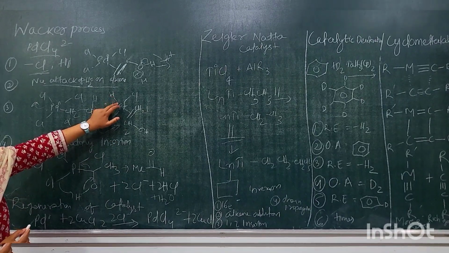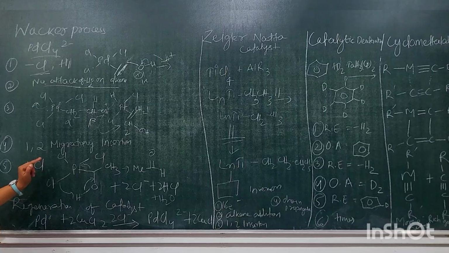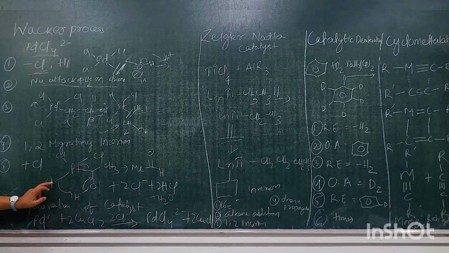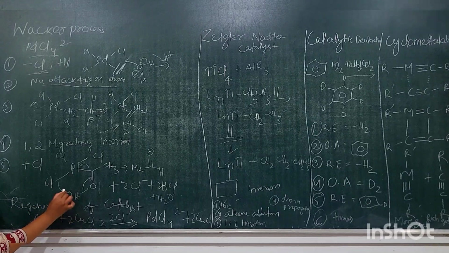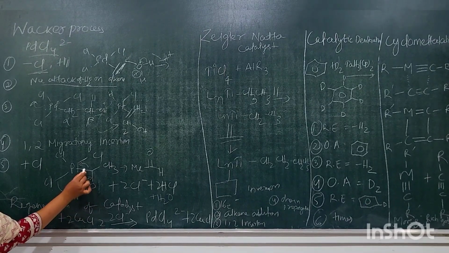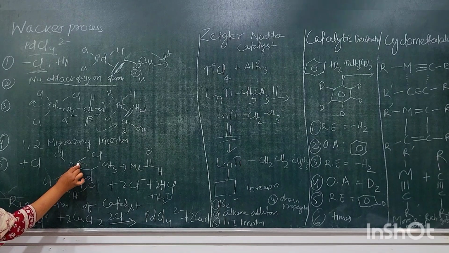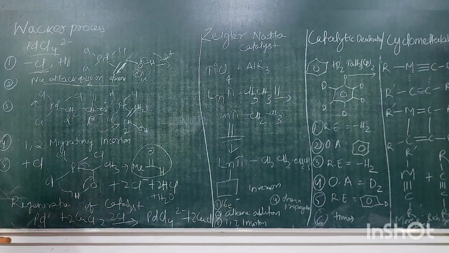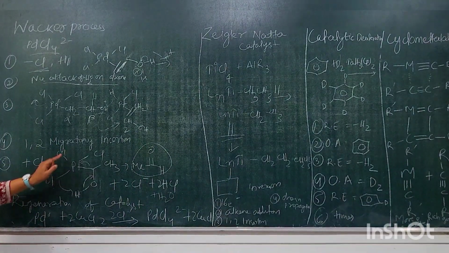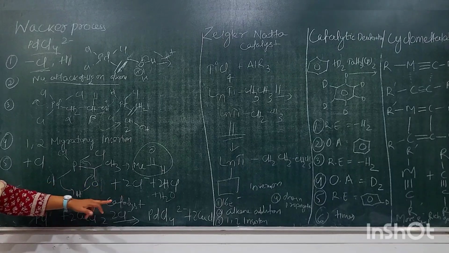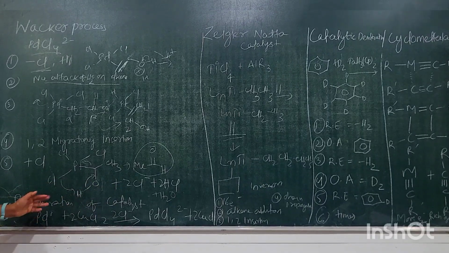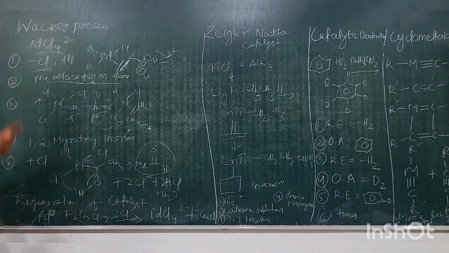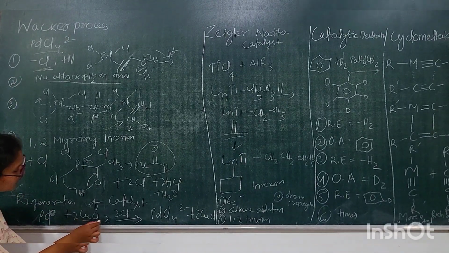Then there is one vacancy, so again in that position Cl gets added, and the Cl attacks the OH hydrogen, and these bonds break simultaneously. So the product is acetaldehyde plus HCl and water, and Pd0.